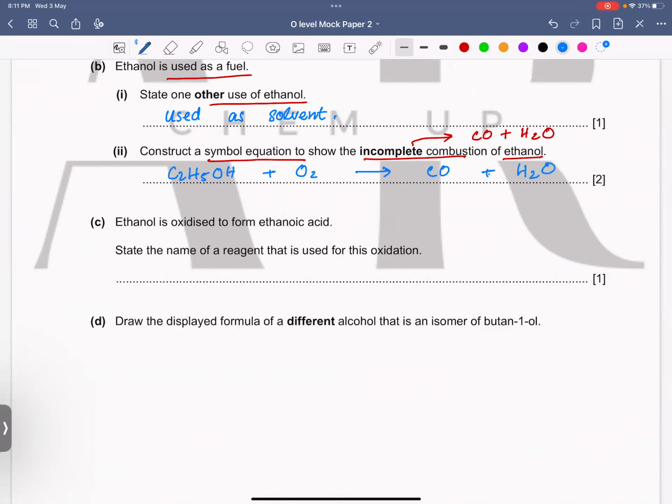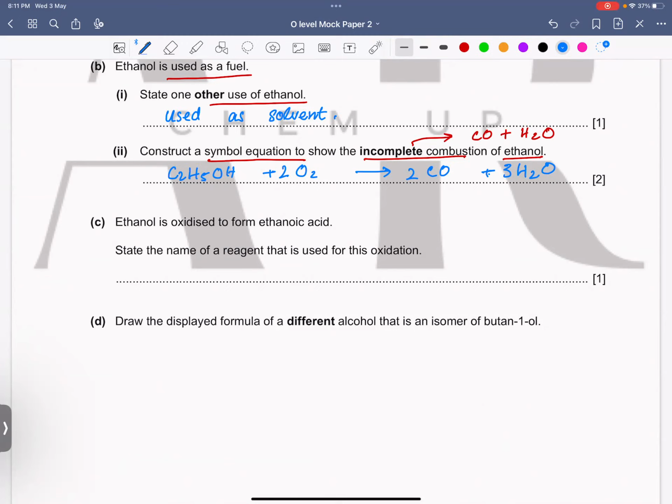So if I balance the equation, there are 2 carbons on the left, so I will put 2 before CO. There are 6 hydrogens on the left, so I will put 3 before water. Now the oxygen on the right side is 5 and the oxygen on the left side is only 3, right? So if I put 2 over here, that makes 4 oxygen over here and 1 oxygen present in the ethanol makes the 5 oxygen on both sides. The equation is balanced. Is this clear?